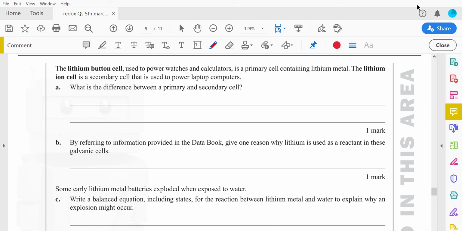Okay, last question, question 17. The lithium button cell used to power watches and calculators is a primary cell containing lithium metal. The lithium ion cell is a secondary cell that is used to power laptop computers. What is the difference between a primary and secondary cell? Okay, nice and straightforward. Primary cell cannot be recharged. Secondary cell can be recharged.